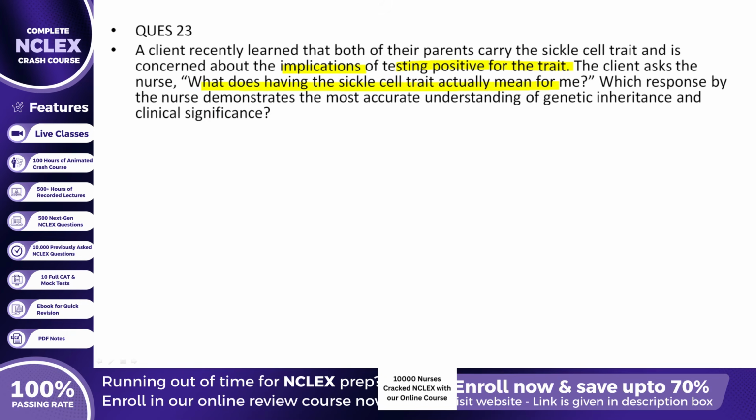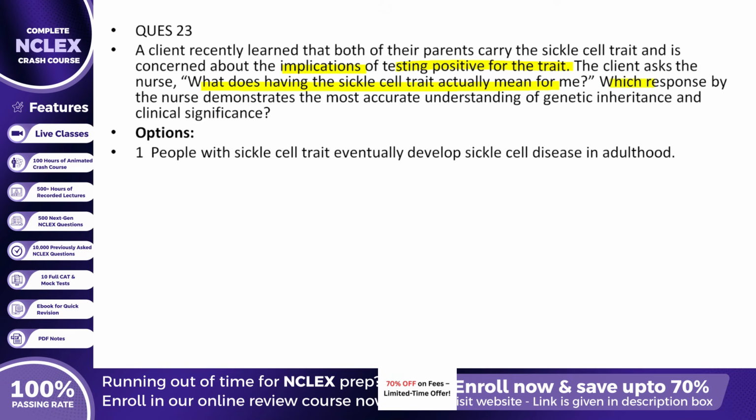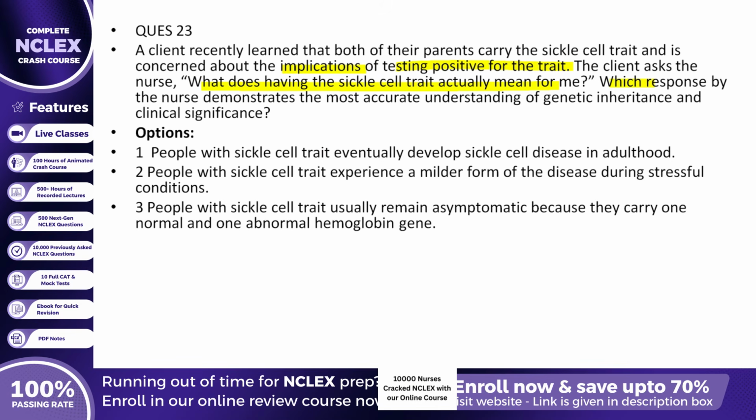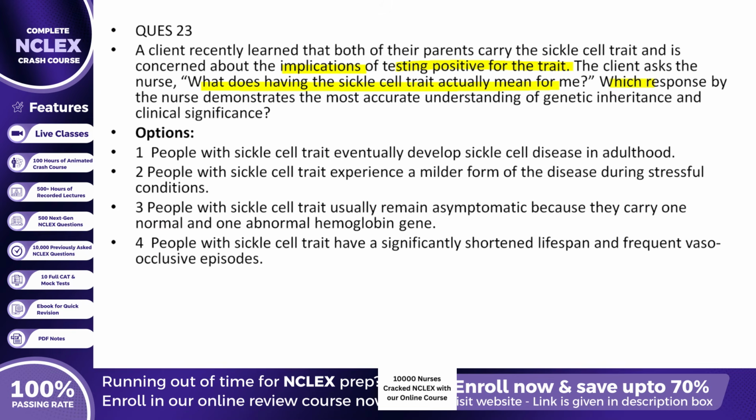Now, let us look carefully at the options. Option 1 states that people with sickle cell trait eventually develop sickle cell disease in adulthood. Option 2 suggests that individuals with the trait experience a milder form of the disease during stressful conditions. Option 3 mentions that people with sickle cell trait usually remain asymptomatic because they carry one normal and one abnormal hemoglobin gene. And Option 4 claims that individuals with the trait have a significantly shortened lifespan and frequent vaso-occlusive episodes.